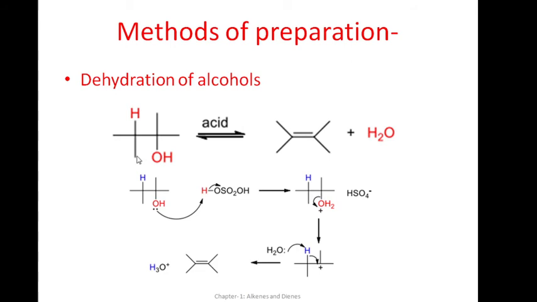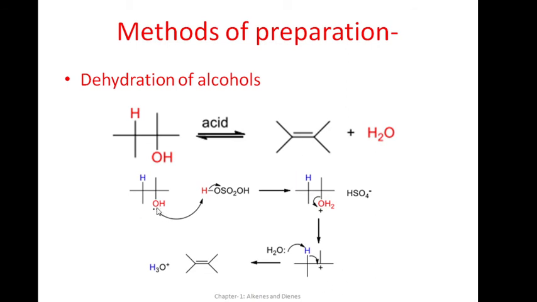So this is CH3, this is CH3, this is CH3, this is CH3. This is C, this is C. So this is an alcohol. In general, when an alcohol is treated with an acid, dehydration occurs, removal of water occurs, and we are going to get an alkene.